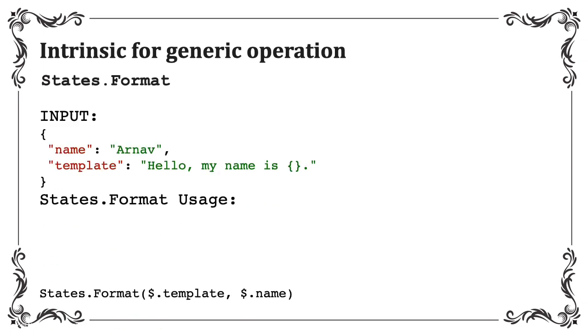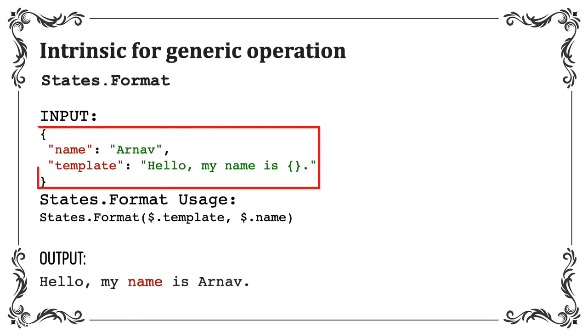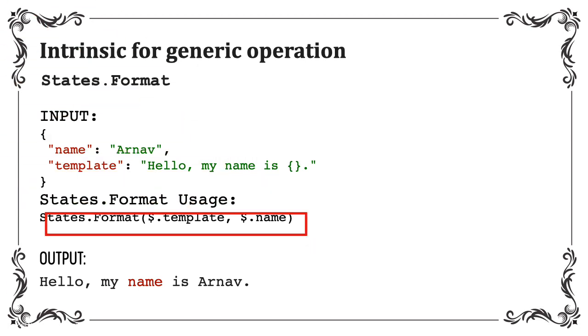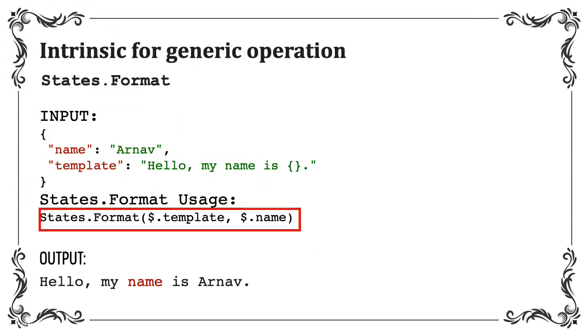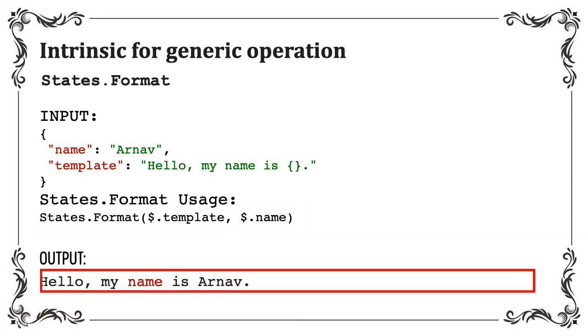For example, you can use the following inputs of an individual's name and a template sentence to have their name inserted into. Use the format function and specify the template string and the string to insert in place of the curly braces character. The format function returns the completed string in response. Hello, my name is Arnav.